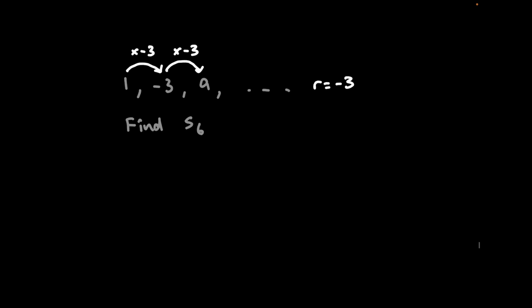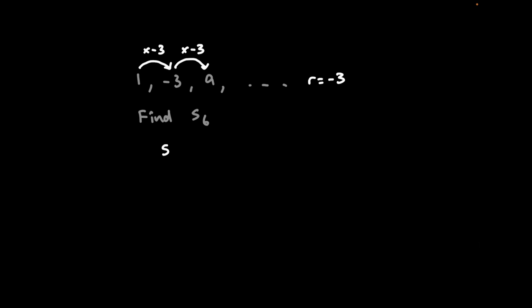Now if we want to work out the summation S6, it is going to be equal to the first term, which is 1, times 1 minus the common ratio, so minus 3, to the power of n, which in this case is 6, because we're trying to work out the sum of the first 6 terms, all over 1 minus negative 3. I made a little mistake there; it should be over 1 minus negative 3, not 1 minus 6. And this would simply be equal to minus 182.